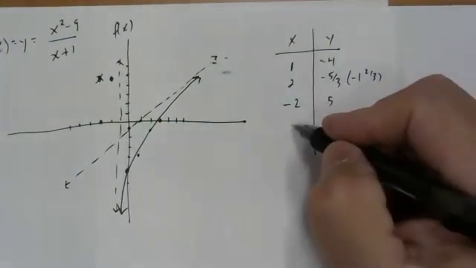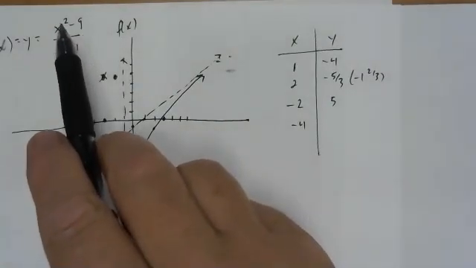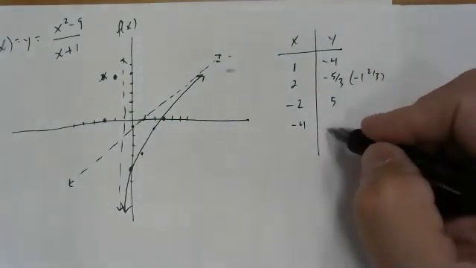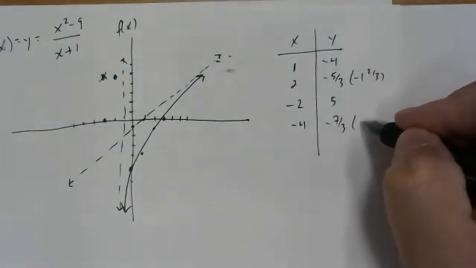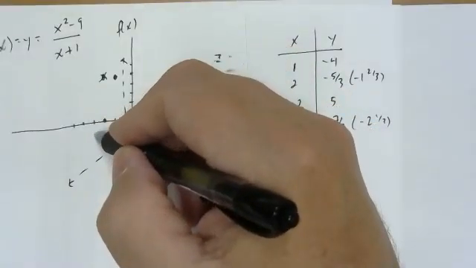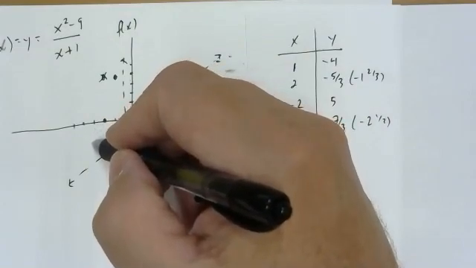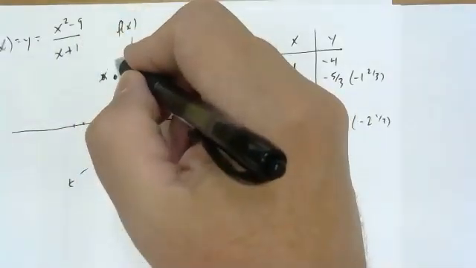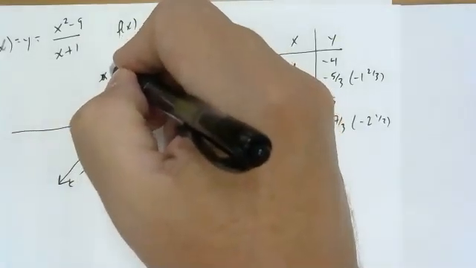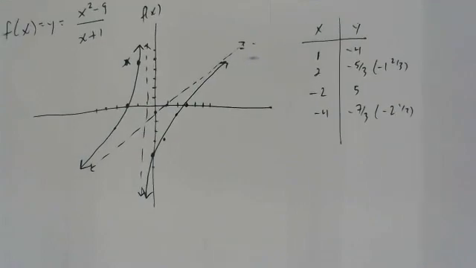Let's go to -4 and see what happens, with -4 for x. 16 minus 9 is 7. 7 over -3, which is -2 1/3. And if we did more and more points, you start seeing these trends. So there's the graph.